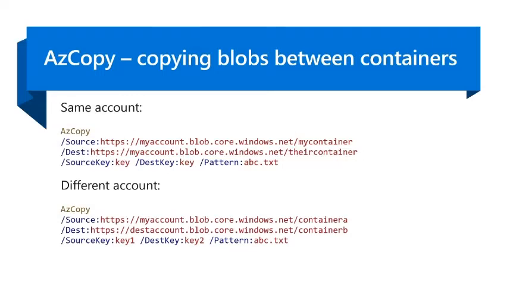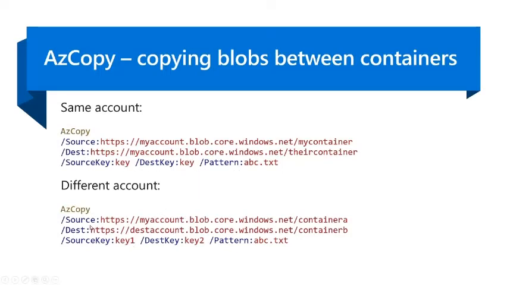You see AZ copy, copying blobs between containers. That means the container we just created and another container. Let's say I created a container images, and I create another container, copy thumbnails. So I want to copy from one container to another one. I can just use this, but if you have same account, then you just need to say source and destination, source key, destination key, and the pattern.